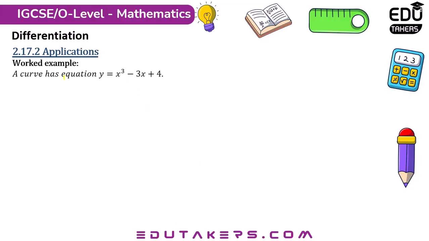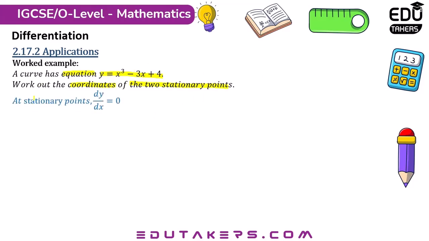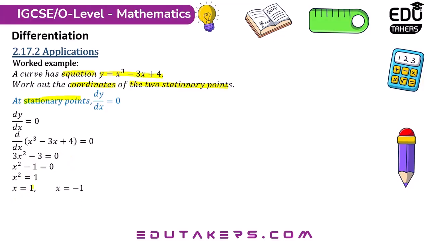Worked example: a curve has the equation y = x^3 - 3x + 4. Work out the coordinates of the two stationary points. At stationary points, dy/dx = 0. So d/dx of (x^3 - 3x + 4) = 0. Differentiate with respect to x. So 3x^2 - 3 = 0, which gives x^2 - 1 = 0. Now solve it for x. x is +1 and -1.